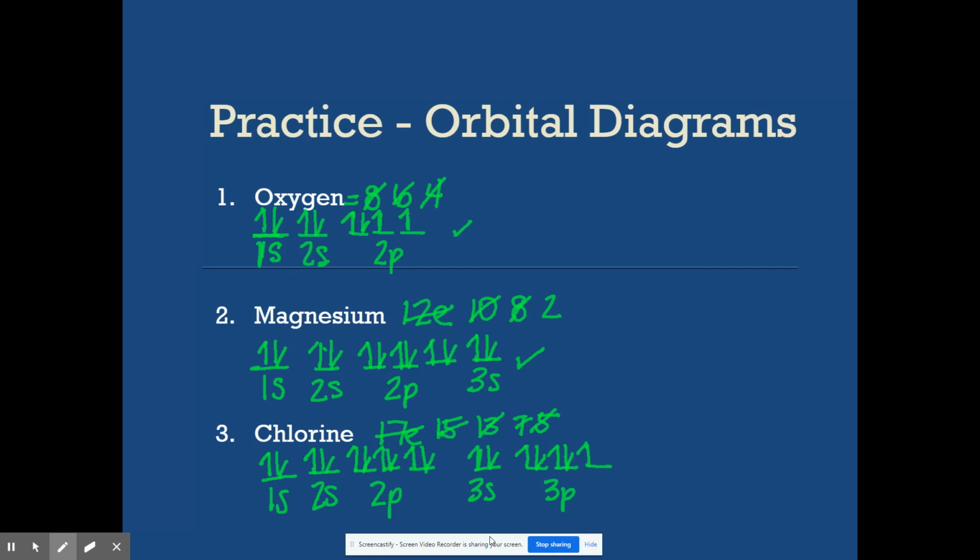Let's check. Our orbitals go in the order of our arrows: 1s, 2s, 2p, 3s, 3p. Okay. Then we need to count our number of arrows to make sure they're the same as our electrons. 1, 2, 3, 4, 5, 6, 7, 8, 9, 10, 11, 12, 13, 14, 15, 16, 17. We are good.